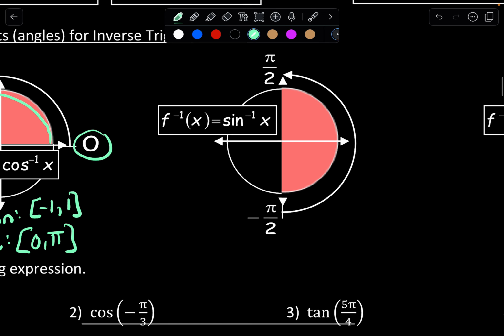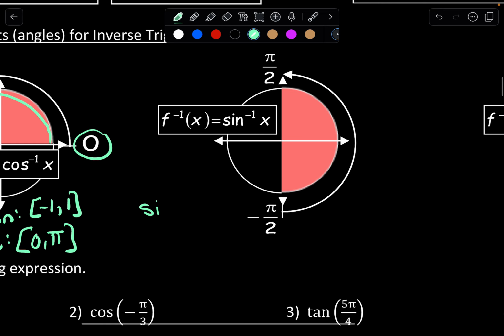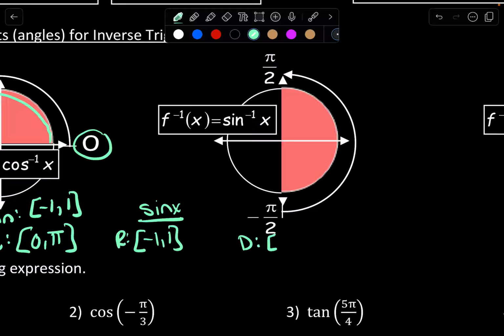For inverse sine, or arc sine, if you think of sine x, the range for sine is going to be -1 to +1, which means the domain for arc sine is going to be -1 to 1. Now for arc sine, you just have to think about being restricted to quadrants 1 and 4, and it has to be connected. So it's going to be from -pi/2 to +pi/2.